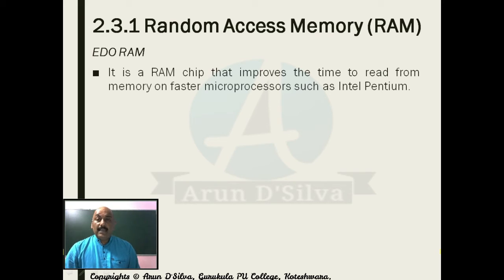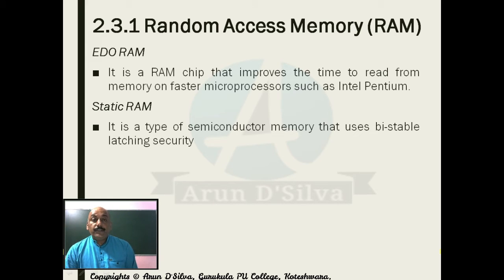EDO RAM, as I told you, will be used for storing purposes as the CPU requires. It is an electronic chip that improves the time to read from memory on faster microprocessors such as the Intel Pentium. So it is a very fast way of responding to the microprocessor, especially Intel processors. To give you an idea, I'll show you the picture of how it looks.